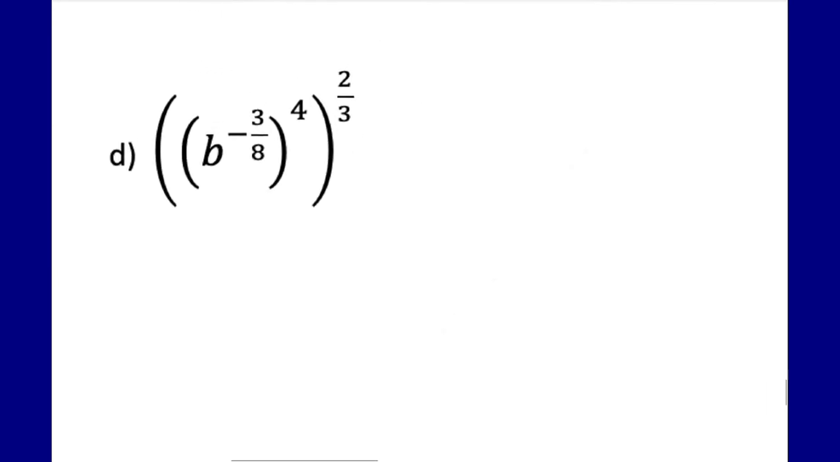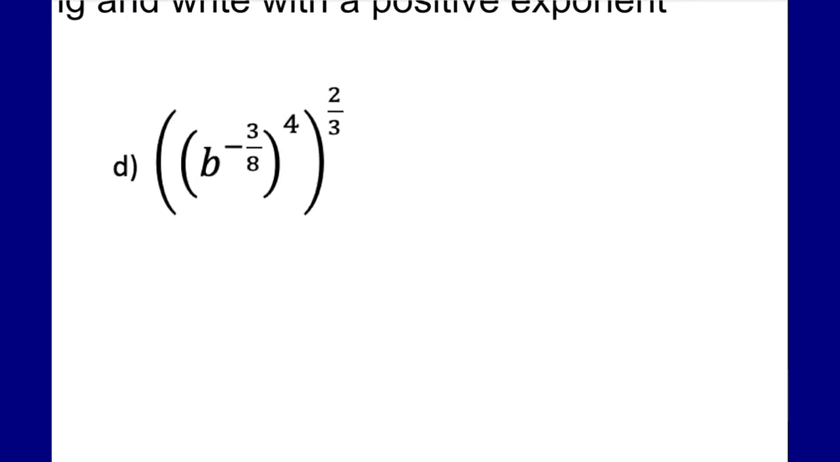The last example, so this is a bit of a messy one. It looks messy, but it's actually quite simple compared to some of the other ones we've dealt with. So b to the power of negative 3 over 8, to the power of 4, to the power of 2 over 3. So it's a power of a power of a power. When we're dealing with powers of a power, we are multiplying. And multiplying fractions tends to be very easy. Negative 3 over 8 multiplied by 4 multiplied by 2 over 3.